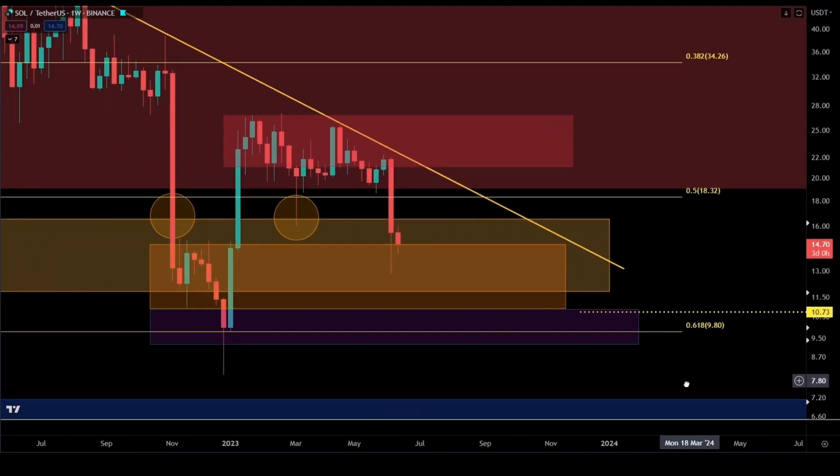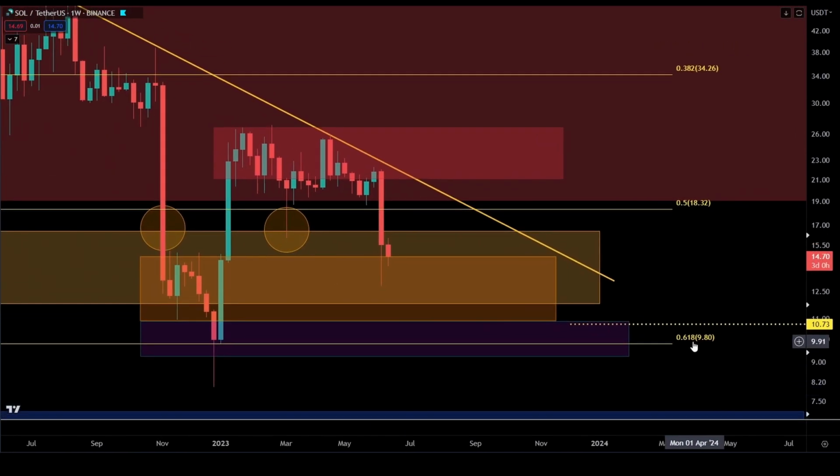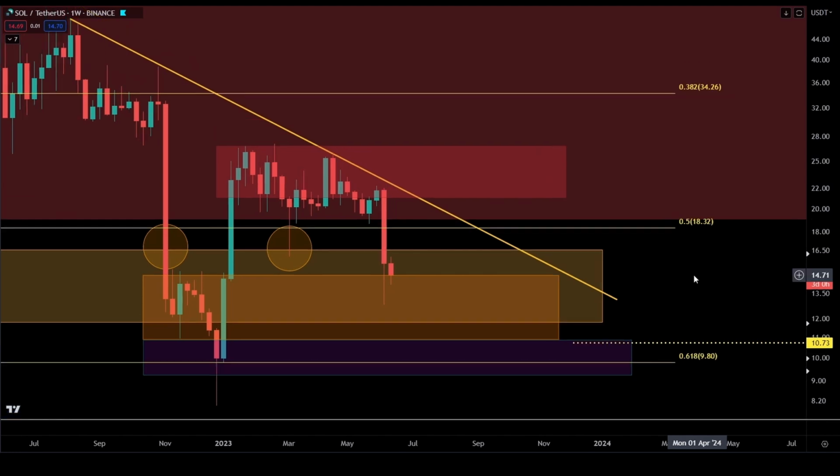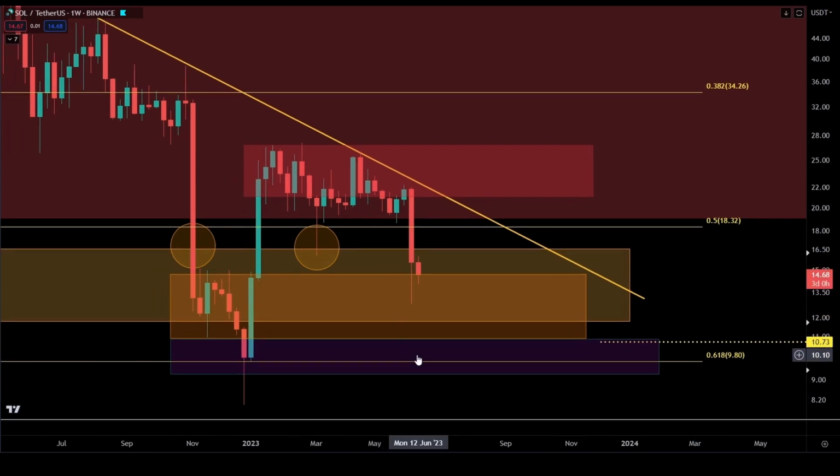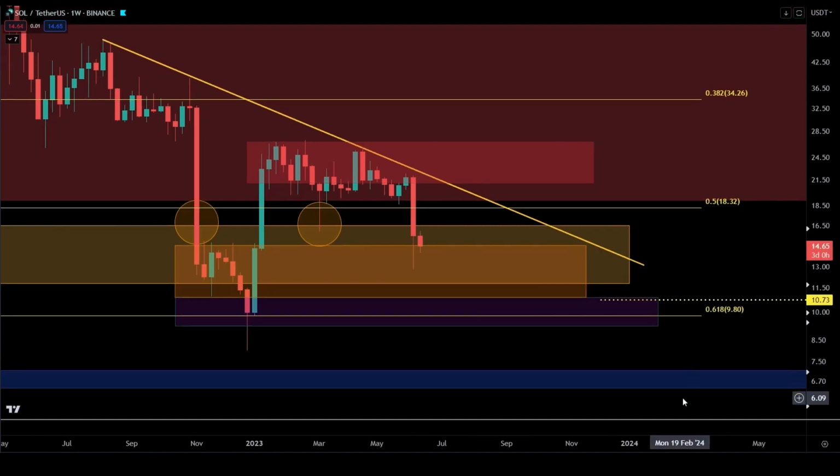What else do we have in this area? We have our 0.618 Fibonacci retracement, okay? So we have the confluence of the 0.618 and a higher low within this box. Personally, what we're looking to do is accumulate in this area right here.